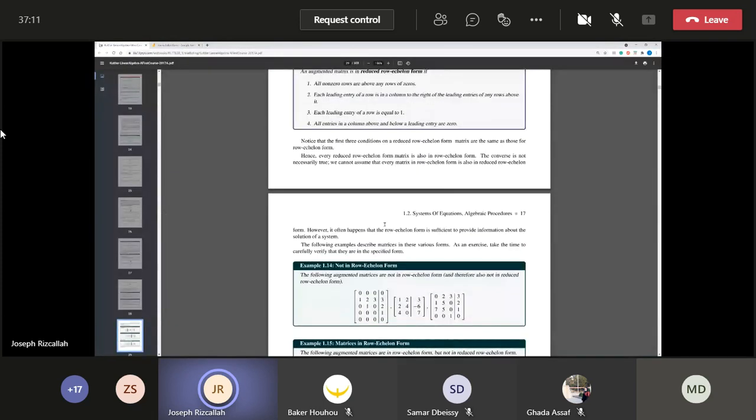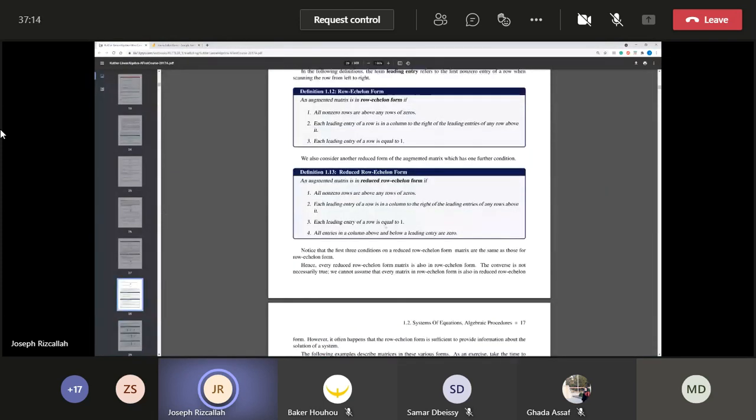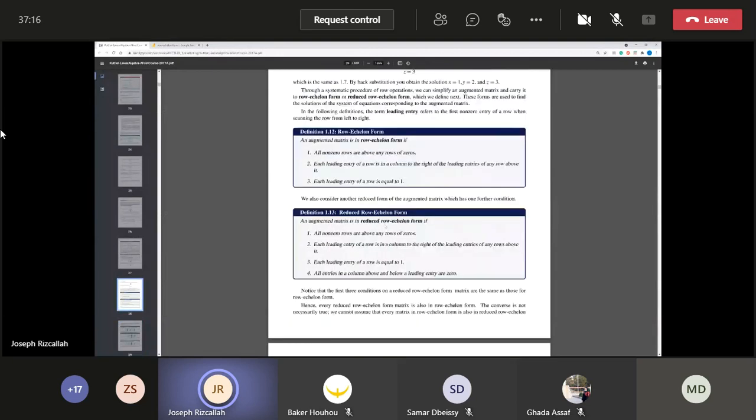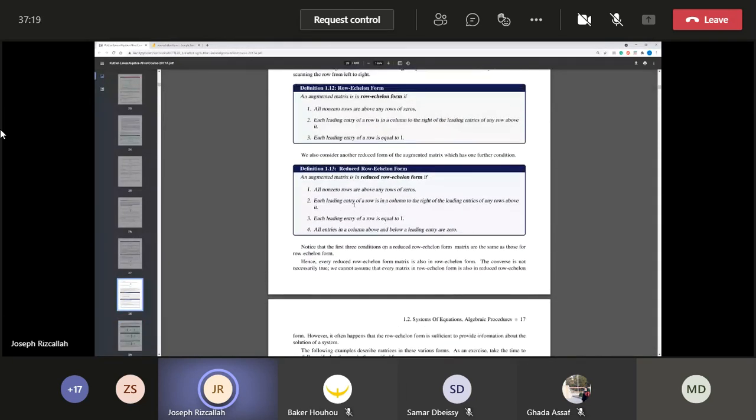In fact, it takes only one step now to go from the row echelon form to the reduced row echelon form. And the last condition, which is the difference between the row echelon form and the reduced row echelon form. So this is the row echelon form here. And in the reduced row echelon form, there is one more condition, and it is very simple. It says that all the entries above a leading entry and below a leading entry in a matrix have to be all zeros, okay?